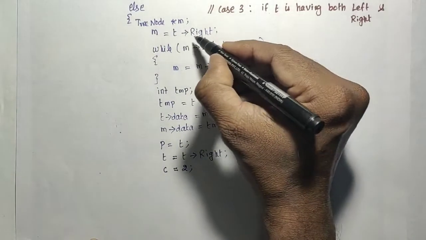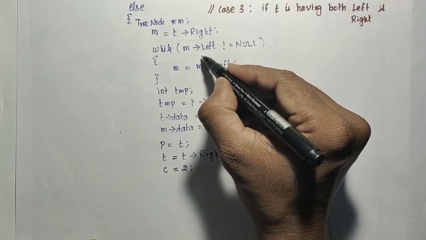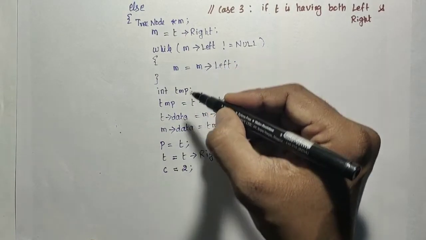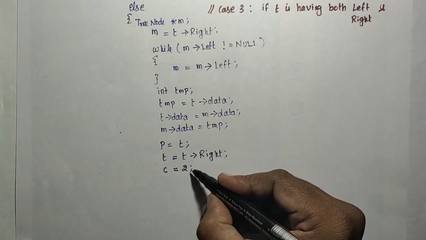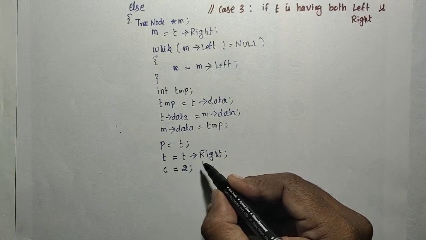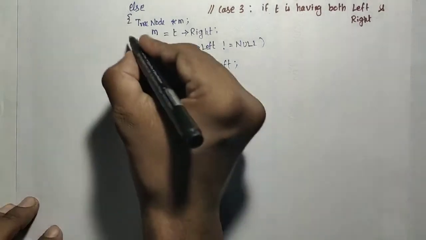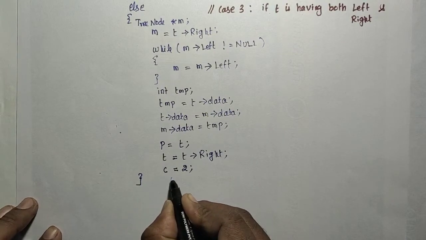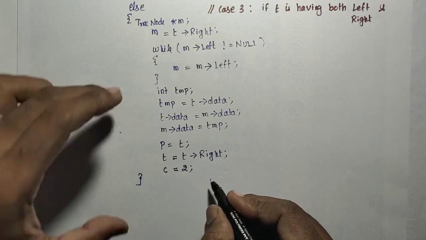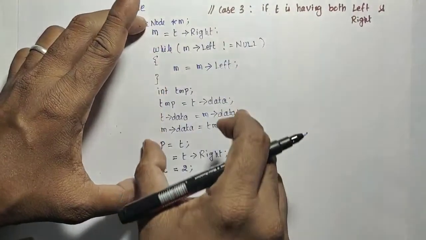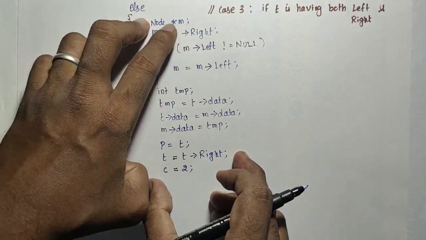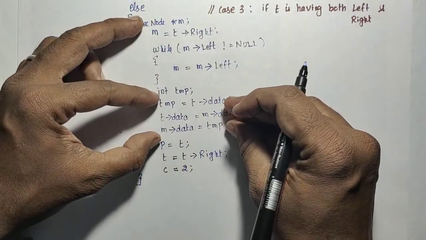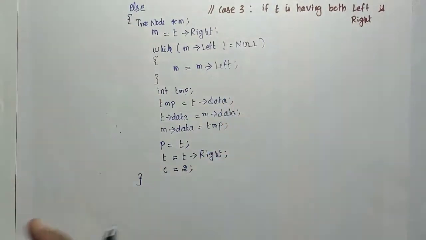Suppose you have chosen the left subtree and you found the rightmost element. In that case, what you have to do is t equal to t of left side and c equal to 1. Like that you have to update. So you can complete the third case. Here we should not return true, which means we have not yet deleted that element. Only we have swapped the t content with the m content.